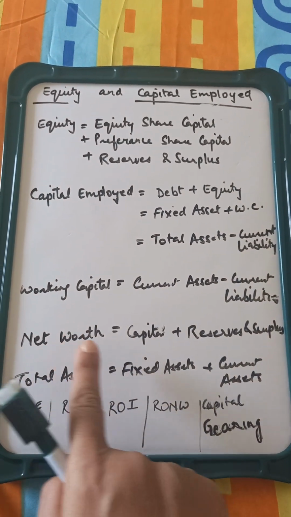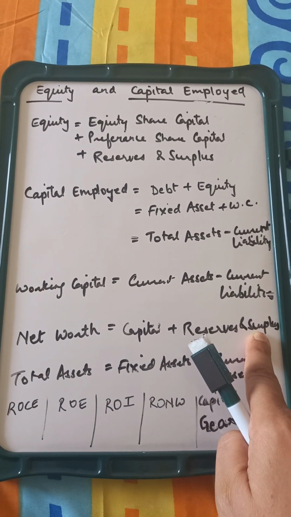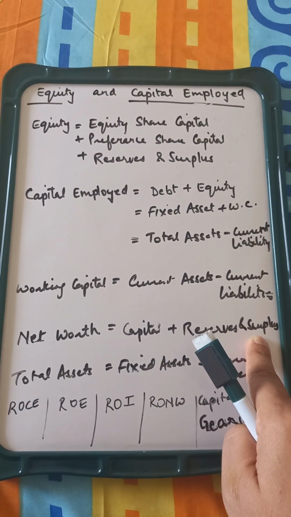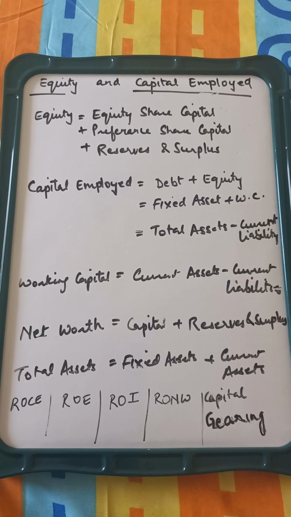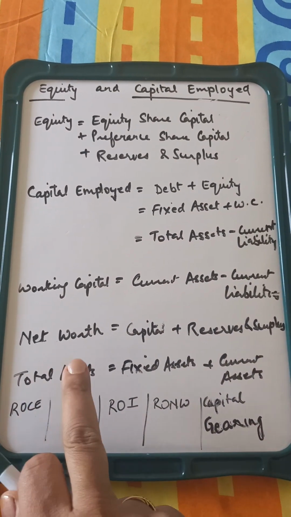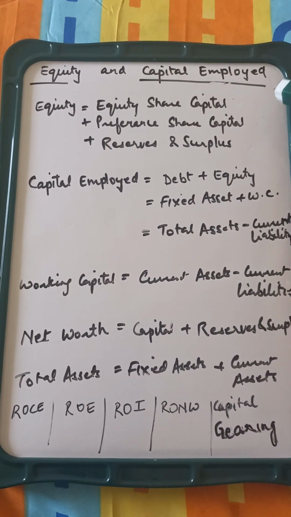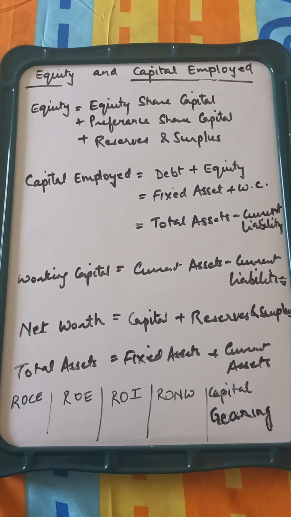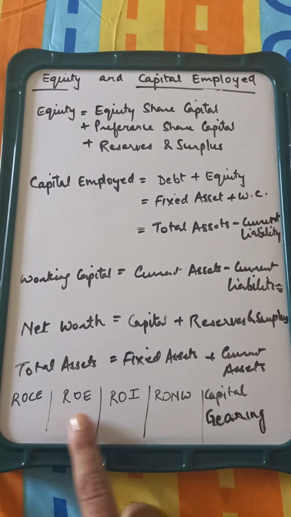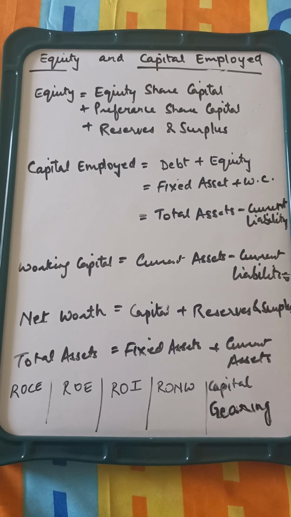What is net worth? Net worth is capital plus reserves and surplus. This is a very commonly used term which people generally mistake. So, net worth is capital plus reserves and surplus. What is total assets? As we discussed, fixed assets plus current assets. Now, all these formulas will be used and further evaluated to understand these various ratios that we will study in the upcoming topics and in the next video.